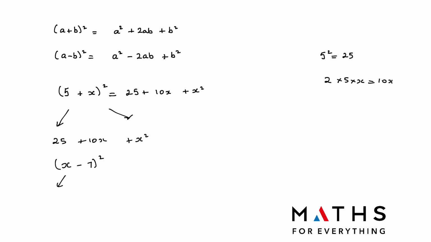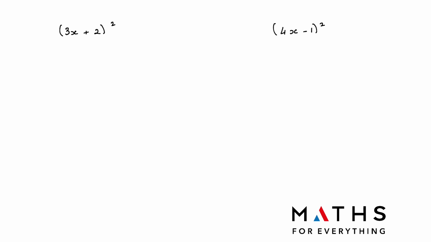So I square the first, I square the last. I do not take the negative. I only take 7 squared, which will give me 49. And then I multiply by 2. 2 multiplied by negative 7 is negative 14 times x. I hope you all have understood this. Now we'll do a few more complicated questions.